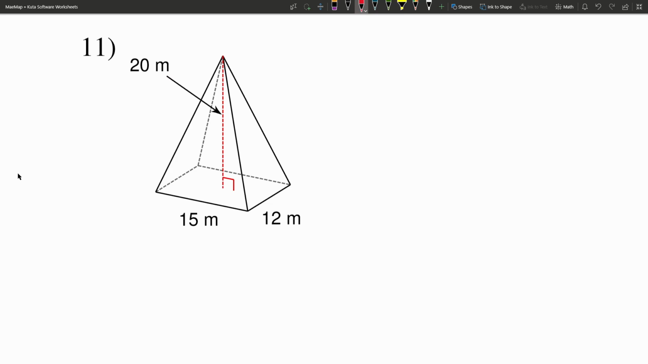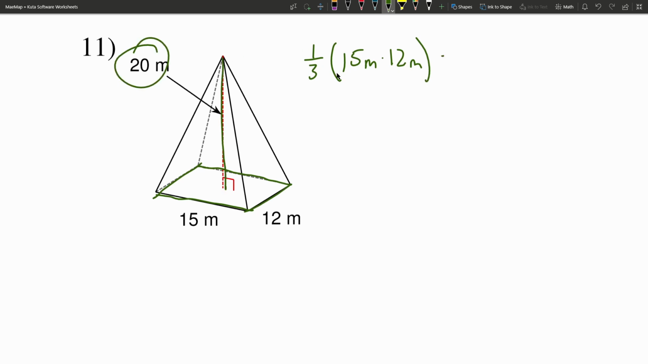Moving on to number 11, we have a pyramid. What's the formula for that volume? 1/3 the area of the base times the height. So our base, you can see, is a rectangle for the case of this pyramid. So we're going to do 1/3 that area. So 1/3 the area of our base, which is length times width, 15 meters times 12 meters. And that gets multiplied by the overall height, which is labeled here as 20 meters.